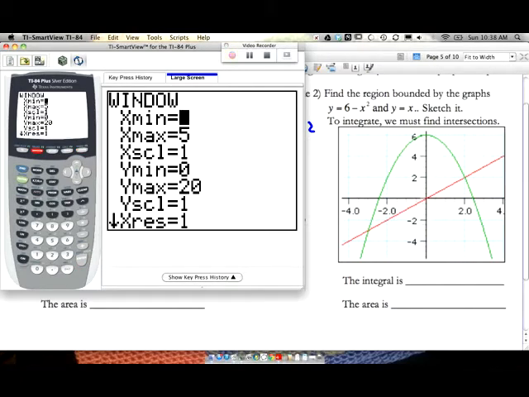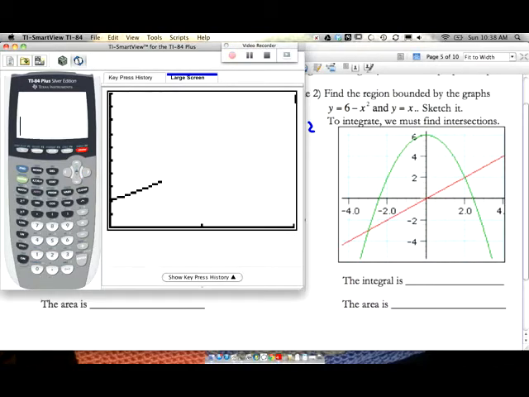Let's take my window and make it a little bit different. Let's start at 0, but we're going to do the same window that we have on the screen, 0 to 2. And this is going all the way up to 20. I'm just going to go up to 10. Let's see what we get. Alright, that looks a little better.